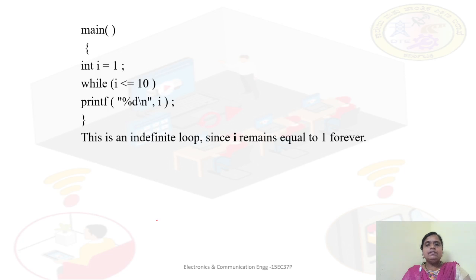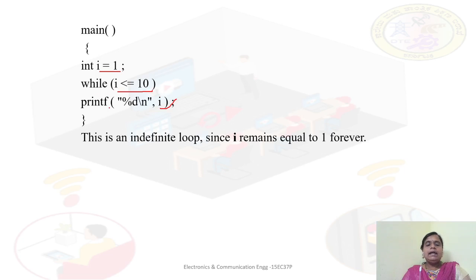So here is one simple example. What is happening here? I have initialized i equal to 1. Now I have the condition: if i is less than or equal to 10, then it is going to print i. Students, pause this for a while and think about what could be the output. So what is happening here?